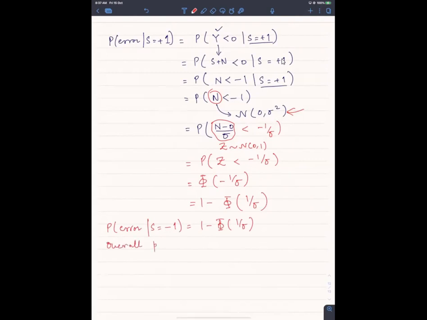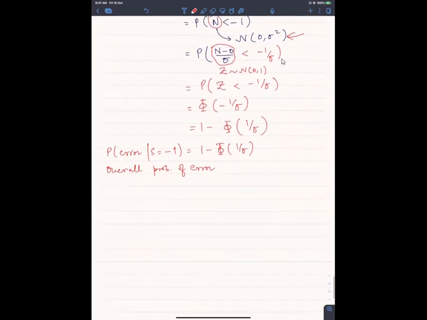So overall probability of error, which means कि you send a symbol, एक symbol आपने भेजा +1 या -1 and then you made an error. हमें नहीं पता कि आपने +1 भेजा था या -1 भेजा. You made an error whatever symbol you sent. So probability of error PE is equal to probability that you make an error given s is equal to +1 into the probability s is equal to +1 plus the probability of error given s is equal to -1 into the probability s is equal to -1, law of total probability.